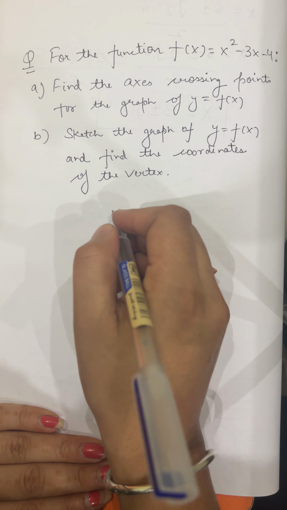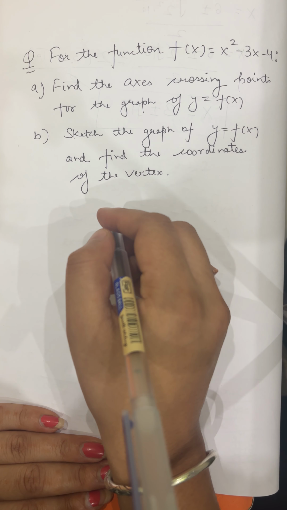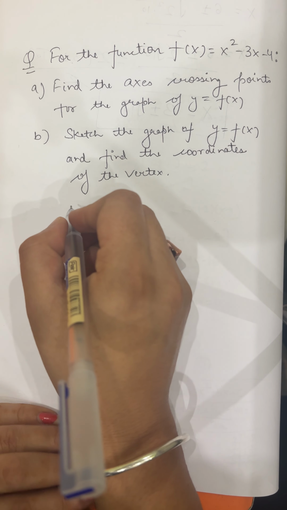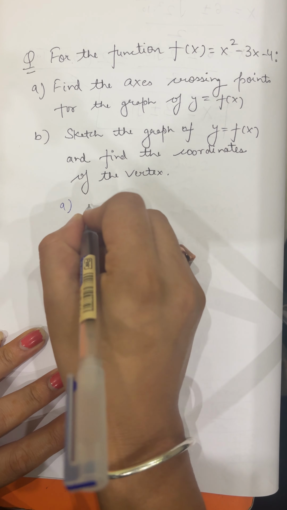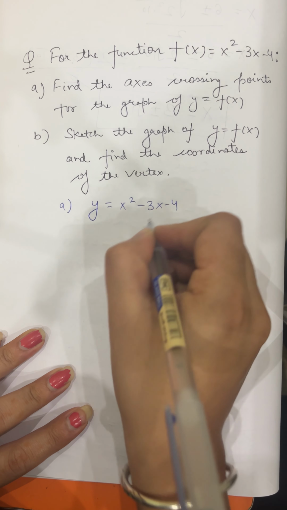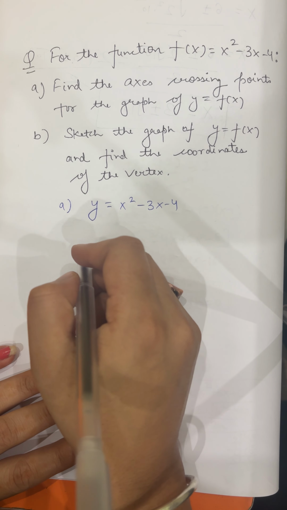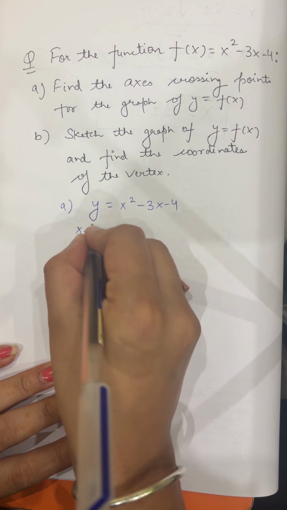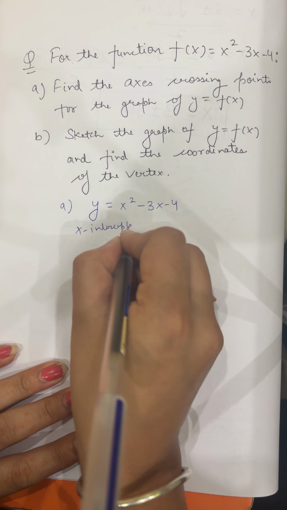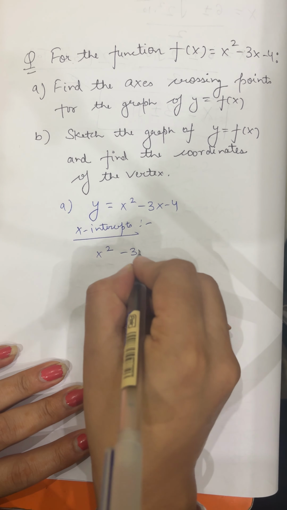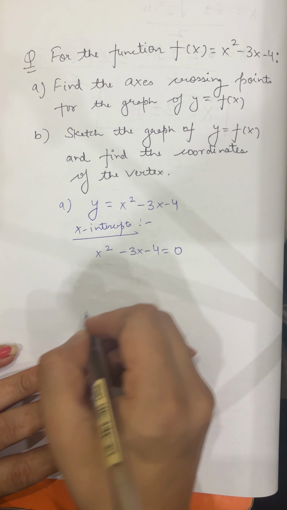So how do we find the x-intercept? The x-intercept is the point where the graph cuts the x-axis, and at that point the y coordinate is 0. So let's start with part A. y is equal to x squared minus 3x minus 4, because f(x) is equal to y. So either we can write f(x) or y. In order to find x-intercepts, we will just put y as 0 in the equation. So it becomes x squared minus 3x minus 4 equal to 0.